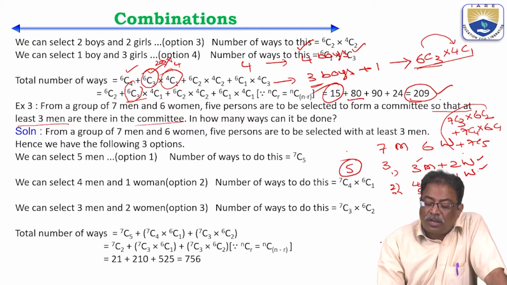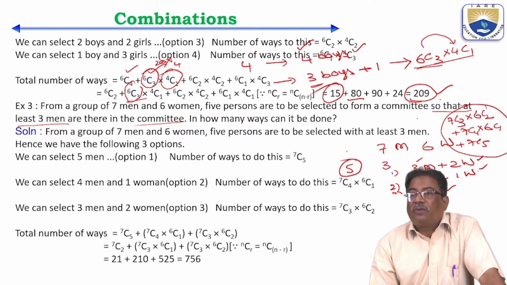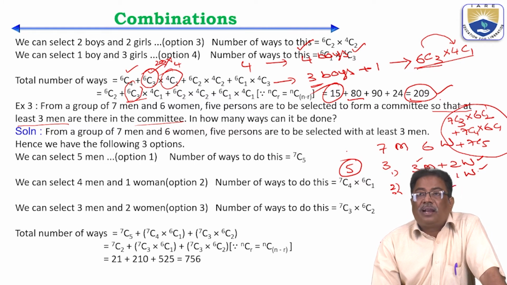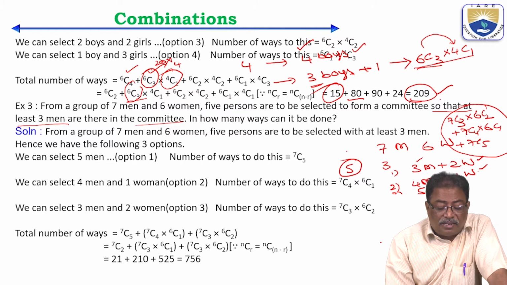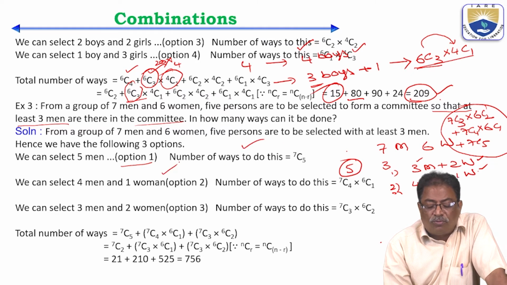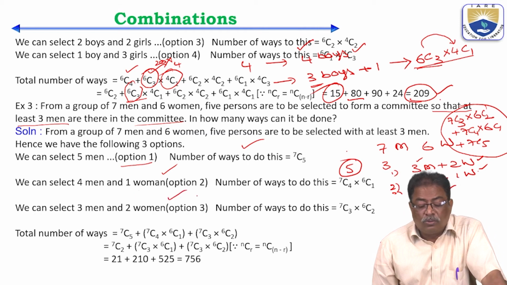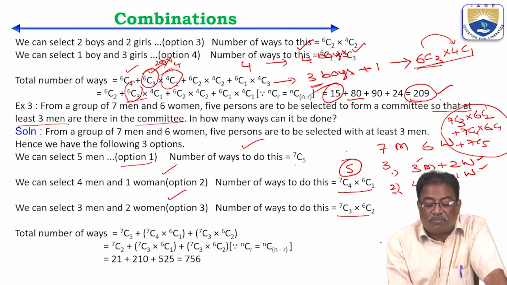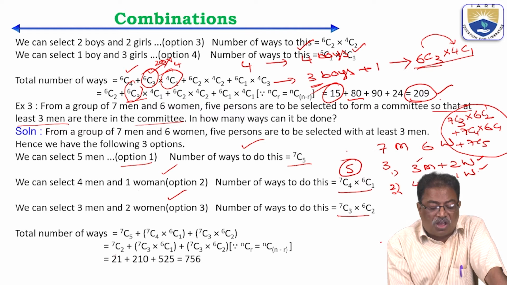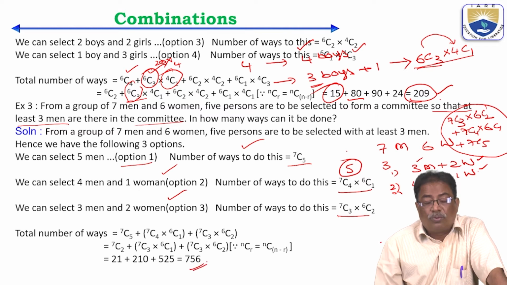So these are the total number of ways that one can form a committee having at least 3 men. So that is given here. Finally, we are going to get this number of ways that we have to select, and the final total number of ways is just adding all the things. Subsequently, we can get the final result.